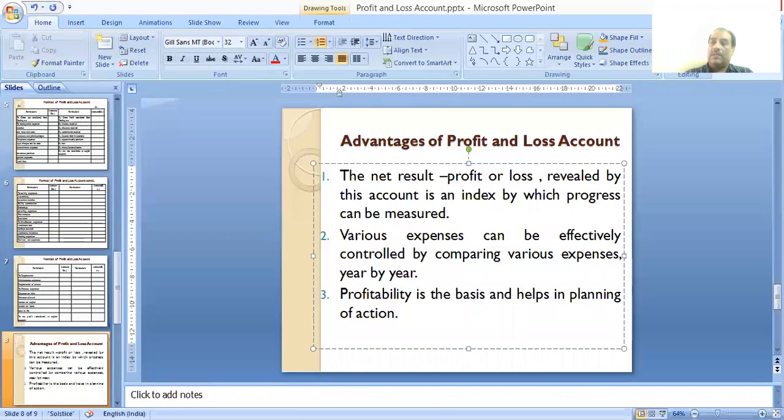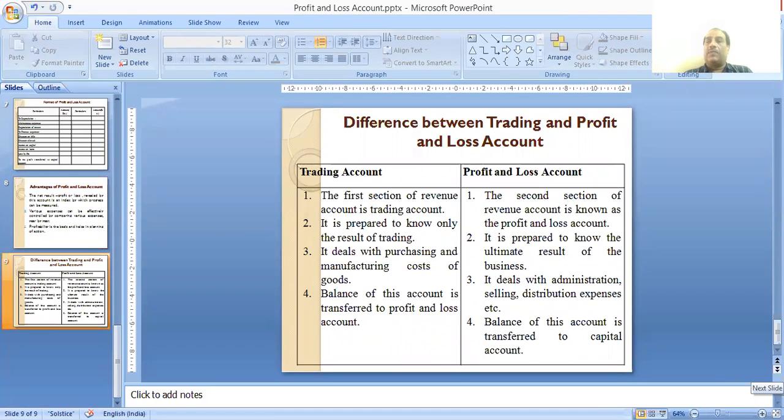And then what is the difference between trading and profit and loss account? We have already discussed it in between, but here it has been given in a summary form. So the first section of the revenue account is the trading account, and the second section of the revenue account is known as the profit and loss account. So in a revenue account, the first section is the trading account, and the second section is the profit and loss account.